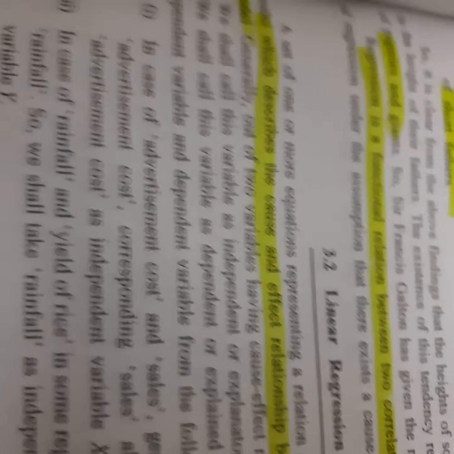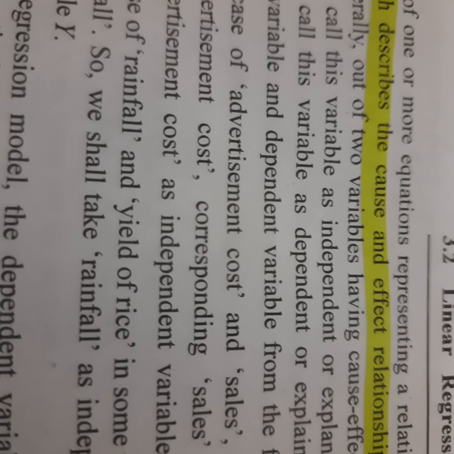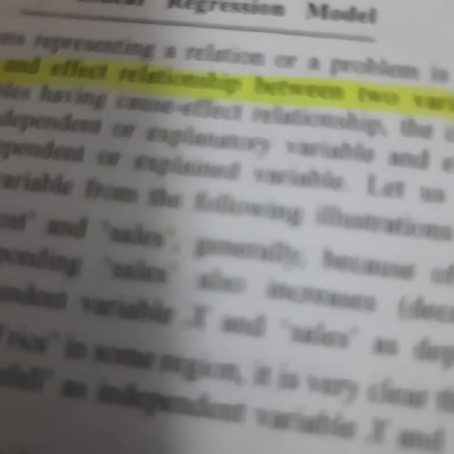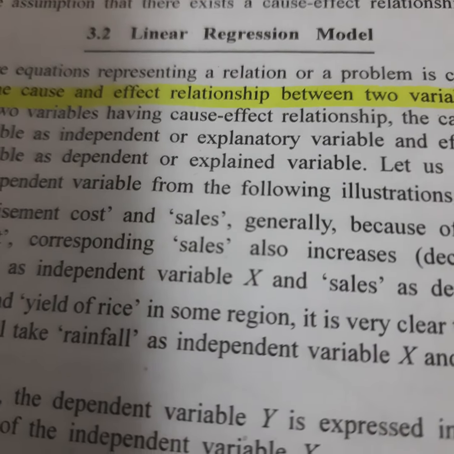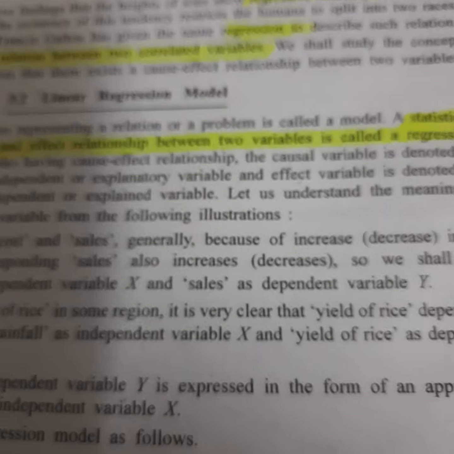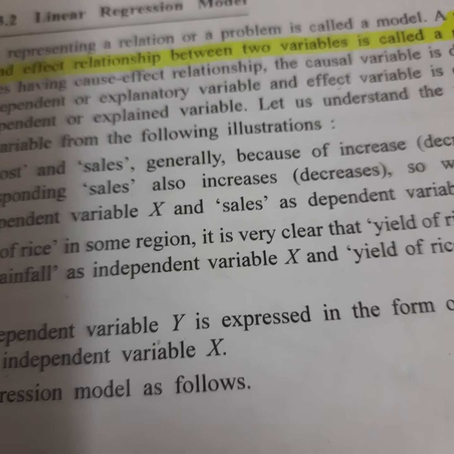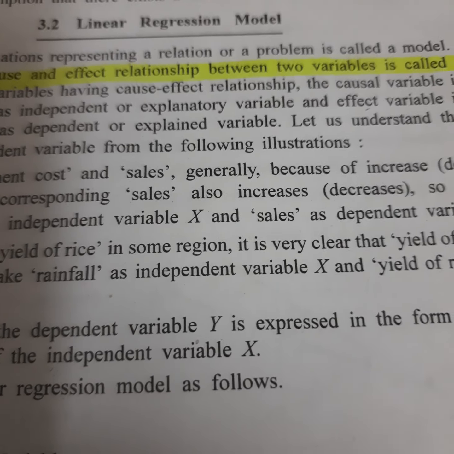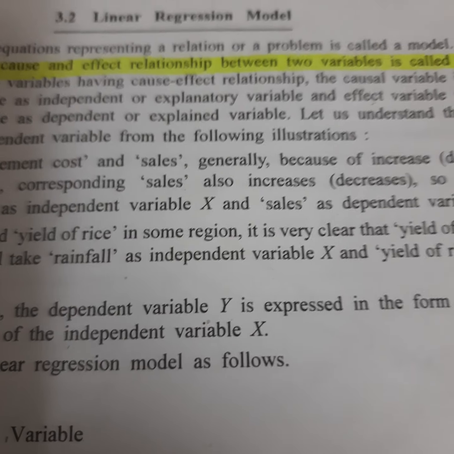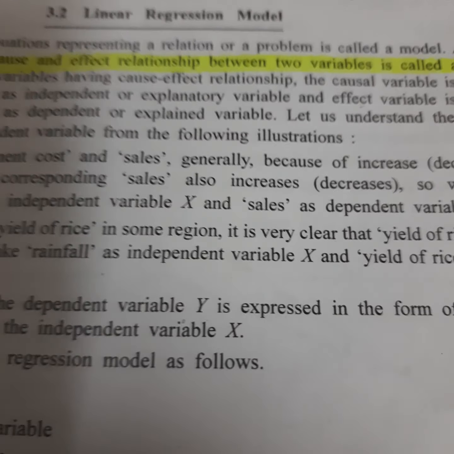Generally, the examples which we can cite in this connection are advertisement cost and sales. Advertisement cost is considered to be the independent variable, and sales would be dependent variable. Or in case of rainfall and yield, rainfall is independent variable and yield is the dependent variable. So independent variable is called the x variable and dependent variable is the y variable.